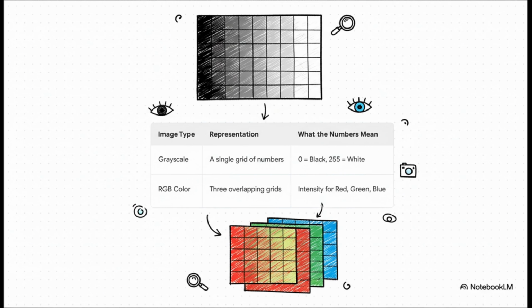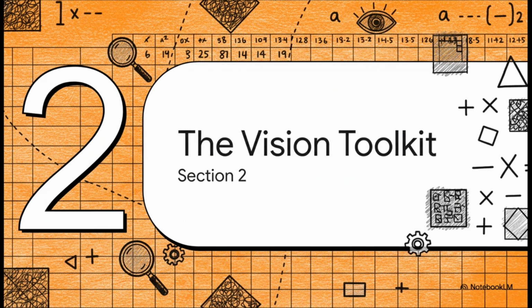For a simple black and white or grayscale image, it's just one grid of numbers. 0 means pure black, 255 means pure white, and everything in between is a shade of gray. For a color image, it's just 3 of those grids stacked on top of each other. One for red, one for green, and one for blue. You combine those 3 numbers and you can create every color you can imagine. All right, so pictures are just giant spreadsheets of numbers.